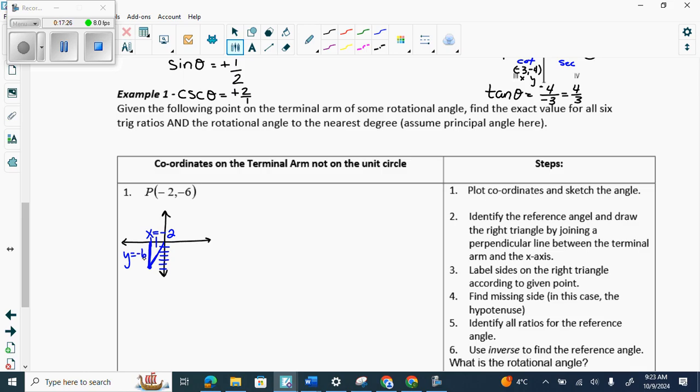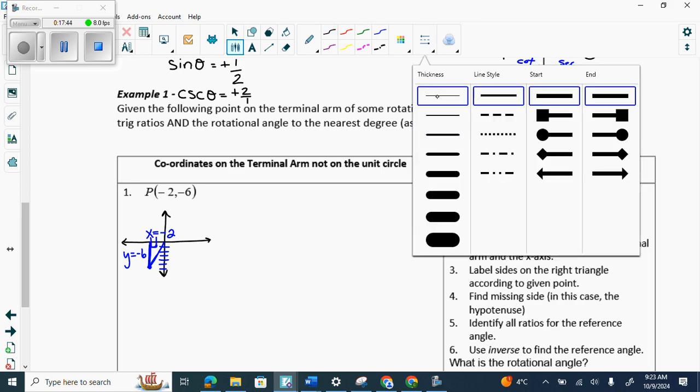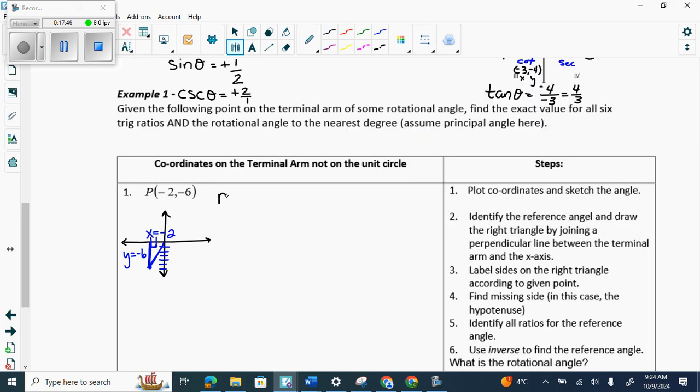How do I find the radius? What kind of triangle is this? It's a right angled triangle, correct? So if I have x and I have y, what am I finding? The hypotenuse, which happens to be what? R. So let's find that third side. So we're going to get r squared equals x squared plus y squared. R squared equals 4 plus 36. R squared equals 40.